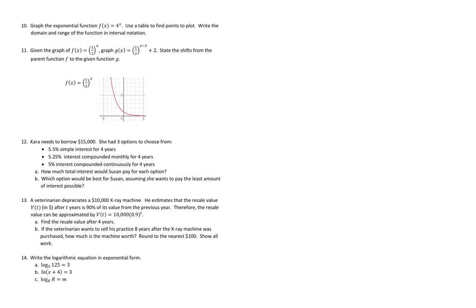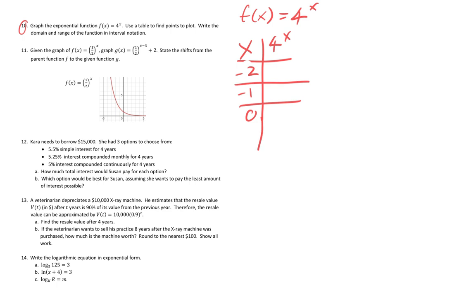Okay, now looking at question 10 here, we want to graph the exponential function f of x is equal to 4 to the power of x. We want to use a table. So let's just write a table out real quick. So x here, 4 to the power of x here. And then let's just create x values of some easy ones like -2, -1, 0, 1, and 2, right?